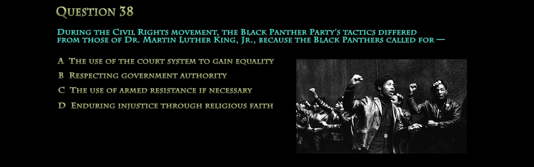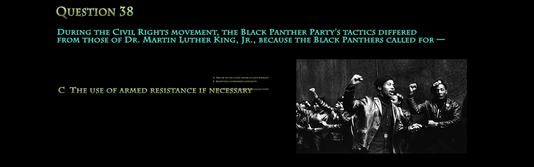C. Did they differ over using armed resistance? Yes. Dr. King rejected it, but the Panthers were willing to consider it. D. Did they differ over enduring injustice through religious faith? Perhaps. We will hold this one for now. While there may have been some differences on all four issues, C is the most significant difference between them.